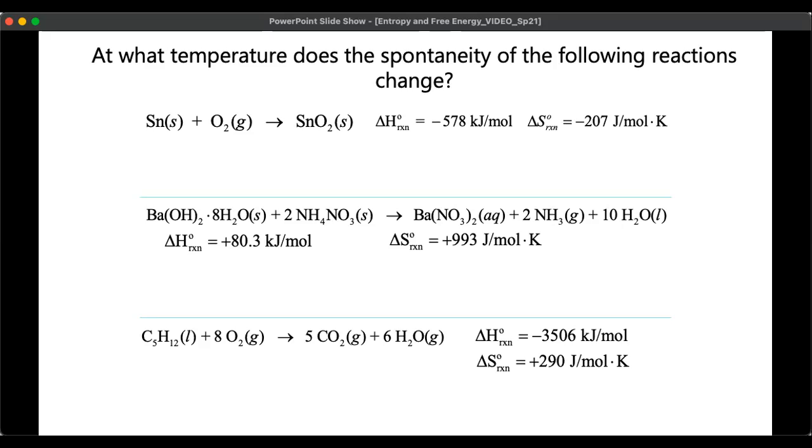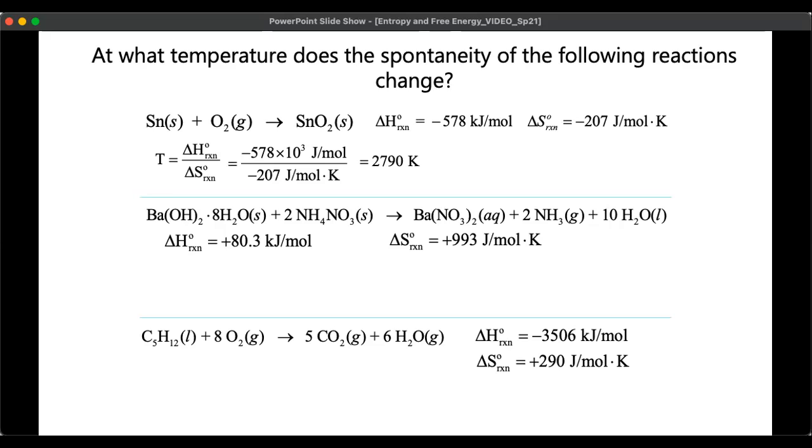So here we have delta H and delta S both with negative signs for our tin plus oxygen, both with positive signs for our barium and ammonium nitrate. And then we have a negative and a positive here for our hydrocarbon plus oxygen. So this is going to help guide us in understanding our spontaneity. So to find the temperature here, we again are just going to do delta H over delta S. And we have two negative numbers. We get 2,790 Kelvin. Remember that a negative delta G is spontaneous.